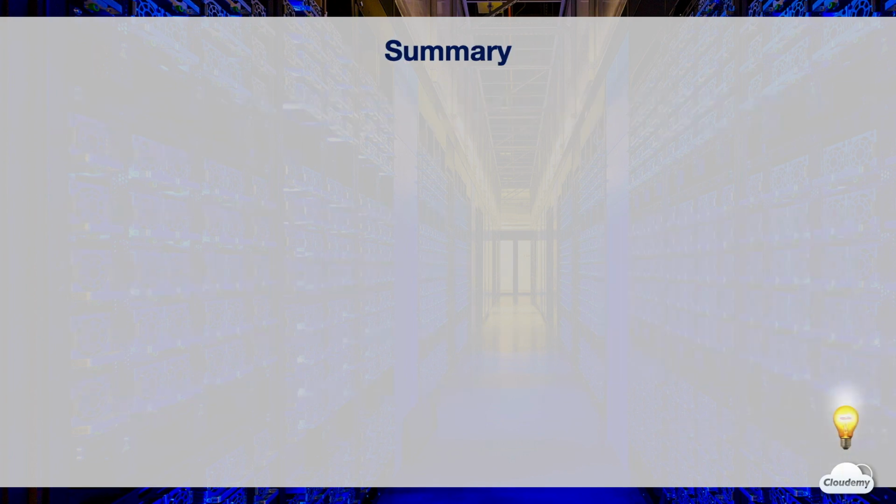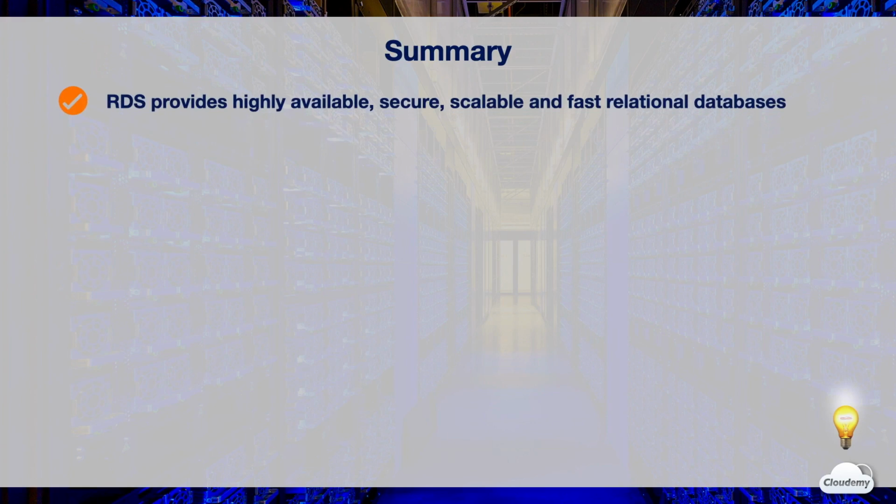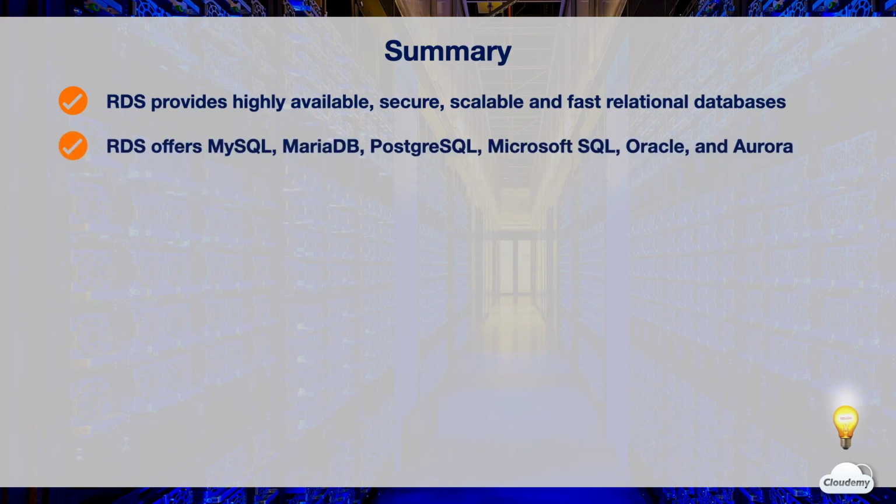In this episode, we've learned Amazon RDS. RDS provides highly available, scalable, secure and fast relational database options for your OLTP applications. RDS offers 6 database engines: MySQL, PostgreSQL, MariaDB, Microsoft SQL, Oracle and Aurora.